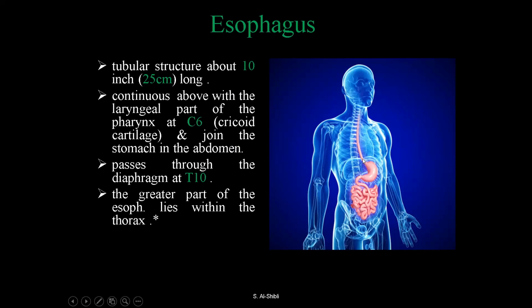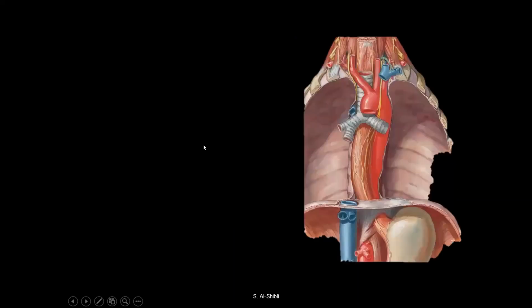We have a very small portion, we call it the abdominal esophagus, about 2 centimeters in length, about 1/2 inch. Okay, this is the diaphragm. This is the caval opening. This is the esophageal opening, and this is the aortic opening in the diaphragm.